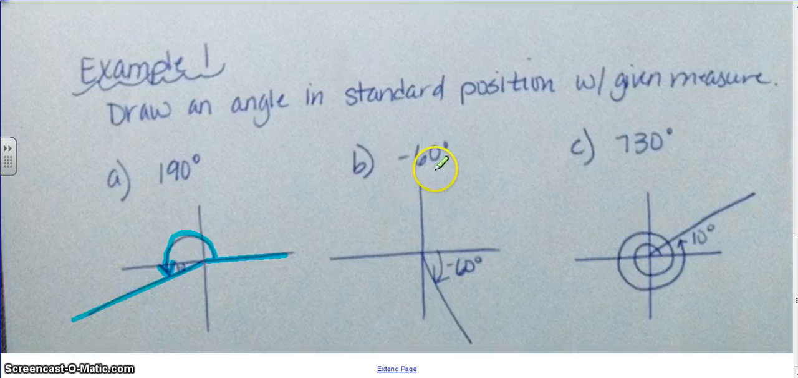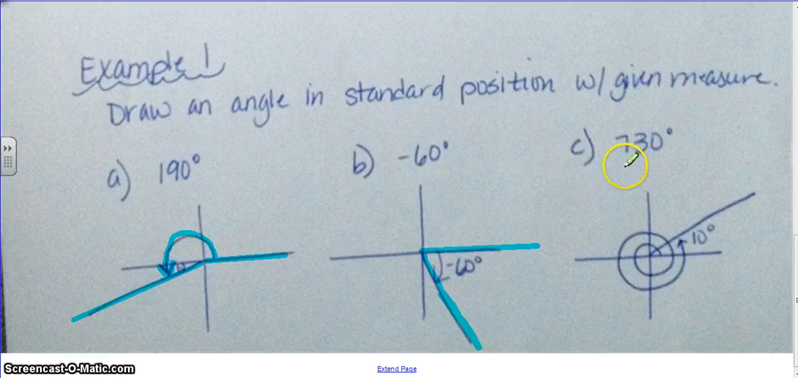Negative 60 degrees, I'm going to go clockwise. This is my initial side again, but instead of going this way to 60 degrees, I want to go clockwise. This is my terminal side, and this would be a negative 60 degree angle.